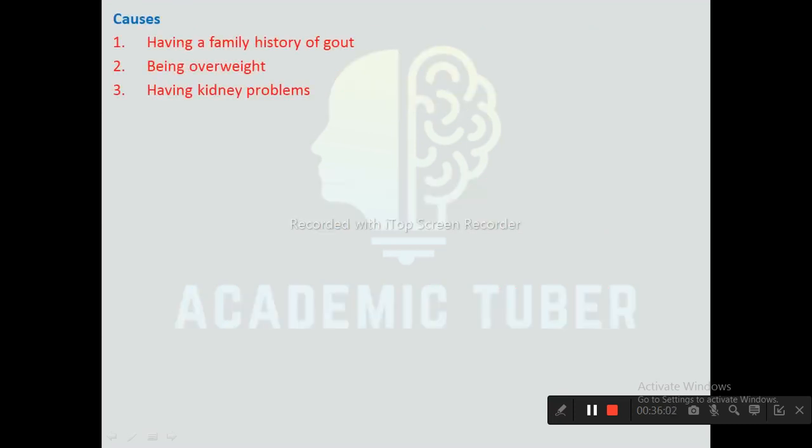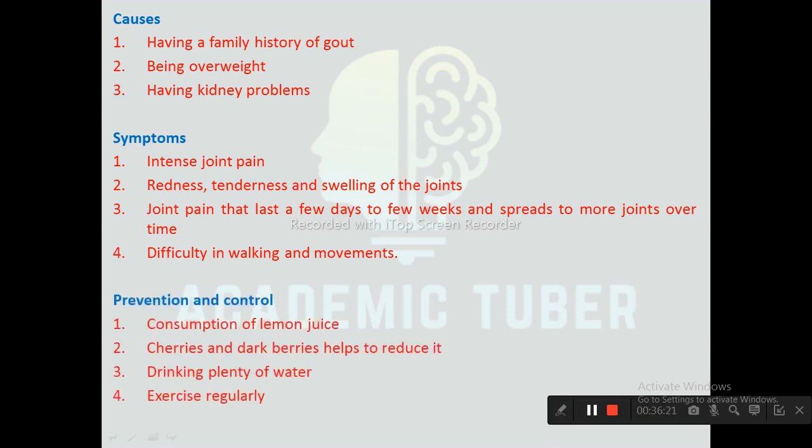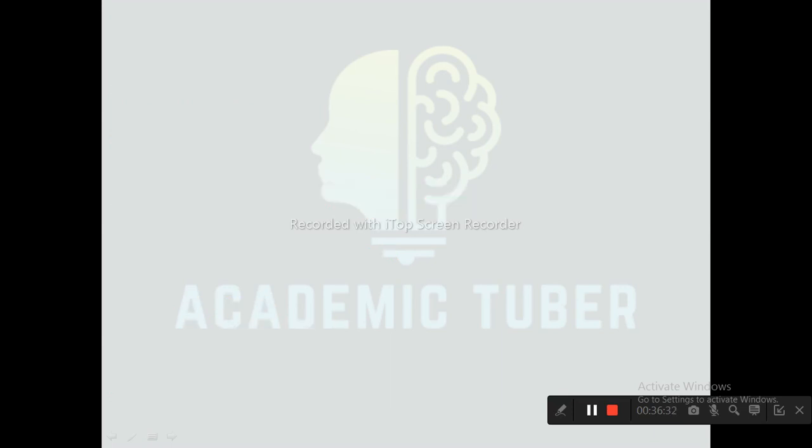Causes: having a family history of gout, being overweight, having kidney problems. Symptoms are intense joint pain, redness, tenderness, and swelling of the joints. Joint pain that lasts a few days to a few weeks and spreads to more joints over time. Difficulty in walking and movement. Prevention and control: consumption of lemon juice, cherries, and dark berries helps to reduce it. Drinking plenty of water, exercising regularly, etc.